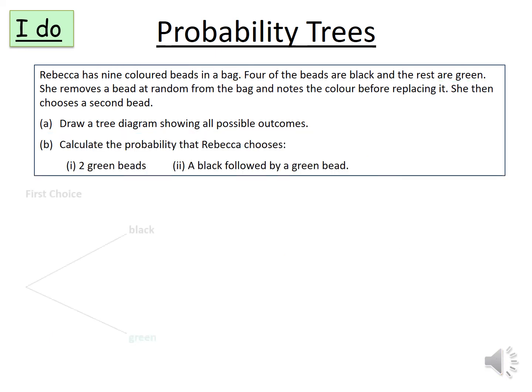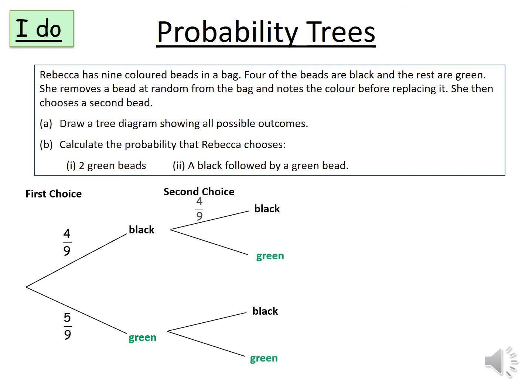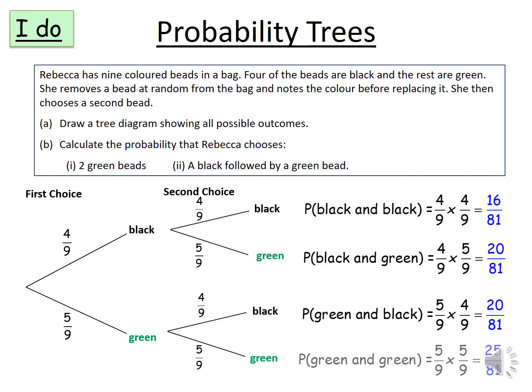Okay, again we have the same example, but we have a sub question now asking us to calculate or write down the specific probabilities. Okay, so if we have a look at B, what is the probability of getting 2 green beads? Probability of green and green, that is equal to 25 over 81.